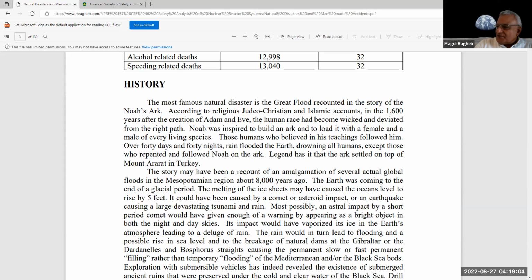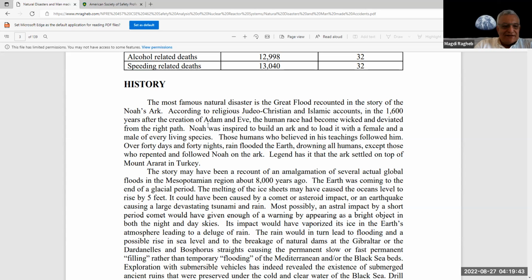Noah, as a prophet, was inspired to build an ark where he had a male and a female species of each creature on earth, and he survived the flood. Over 40 days and 40 nights, rain flooded the earth. Some people suggest that it may have been a comet impact that raised the level of water in all the oceans. Some people suggest that it was the Atlantic Ocean flooding the Mediterranean and the Black Sea area.